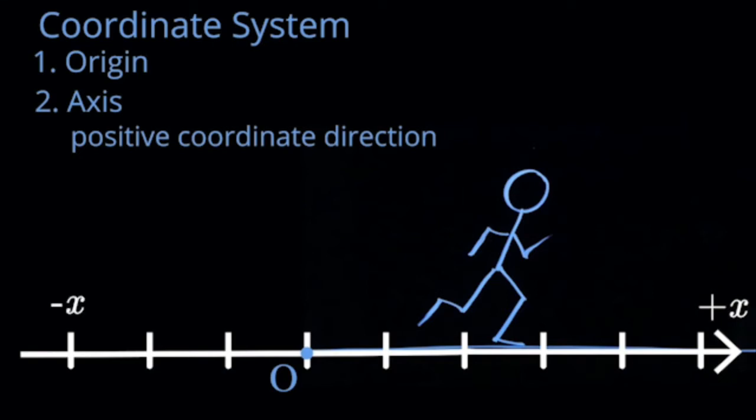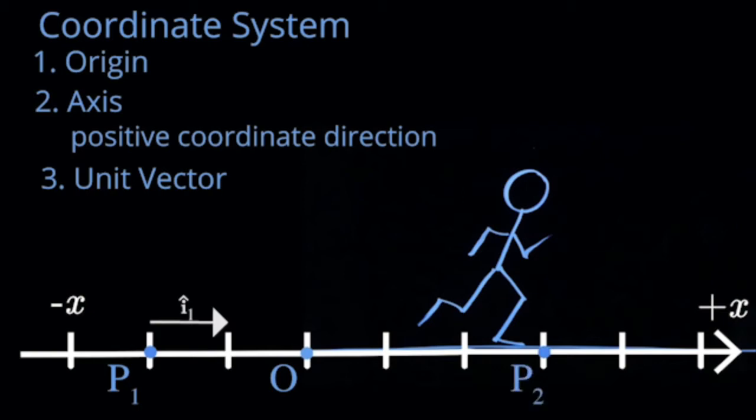Now, the third most important thing is that we're going to talk about vectors in physics. So we want a choice of unit vector. Now, because it's only one-dimensional motion, we only need one unit vector. So what that means is a choice of a unit vector at every point. Let's just consider a point here, P1. So our unit vector, I'll call it I hat 1. Now let's pick another point here. We'll call this the point P2. And over here, we'll choose a unit vector I hat 2. So every single point in space has a unit vector.